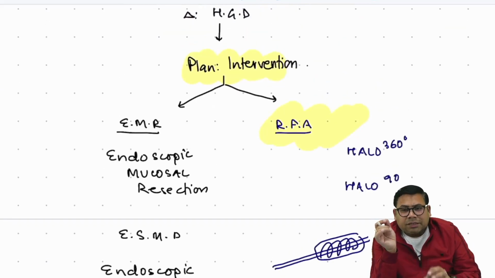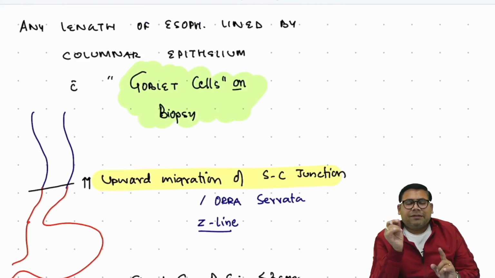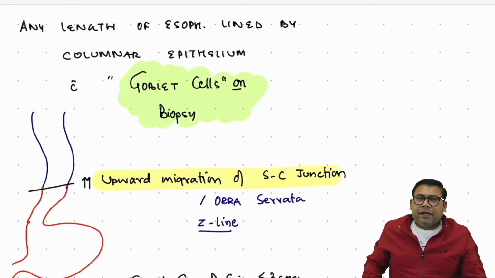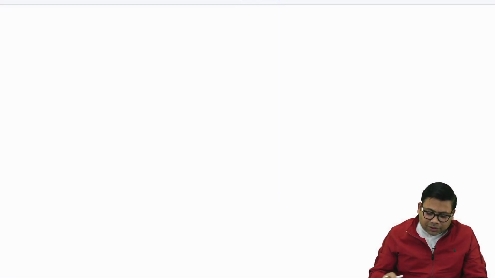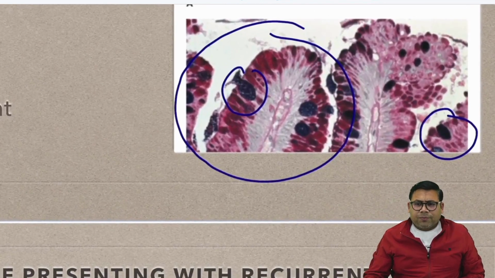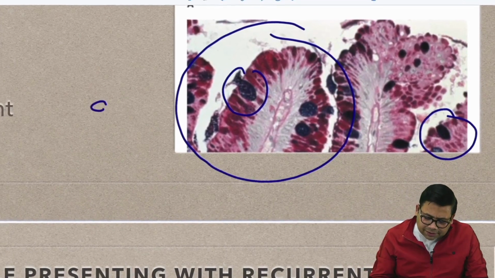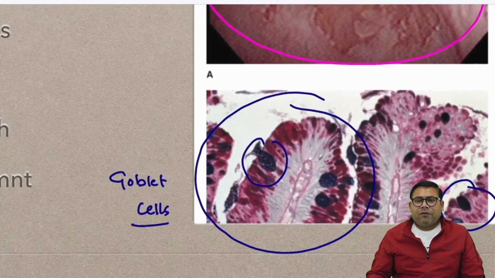So students, this is what is very simple in a nutshell. What is Barrett's esophagus? It's a pre-malignant state where you have a columnar epithelium with goblet cells. So those who still don't know what is the appearance on upper GI endoscopy, this is what, and on biopsy you get to see classical goblet cells. So this is what is very important.